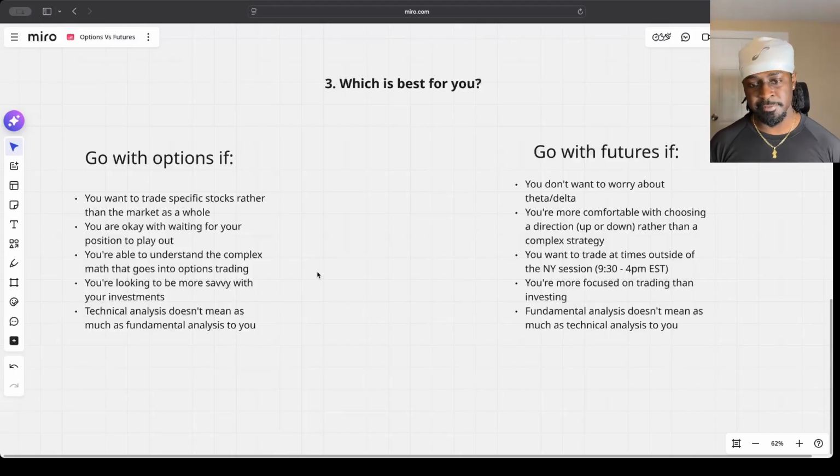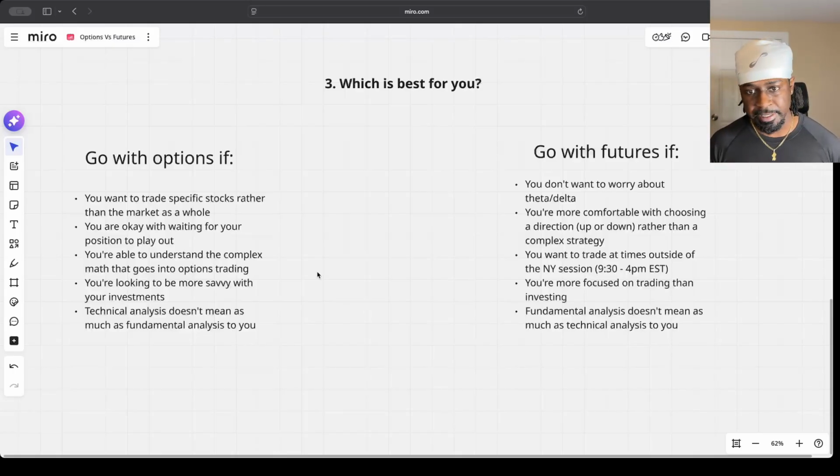Another one, go with options if you're looking to be more savvy with your investments. Like I said earlier, you can use options as a tool to get a better entry price to buy shares of a company, right? You can use the shares that you already own of companies to make money, right? You can kind of use them like a rental property, right?